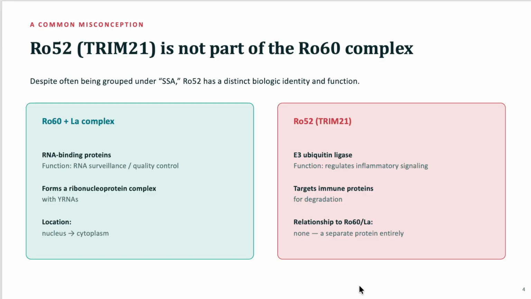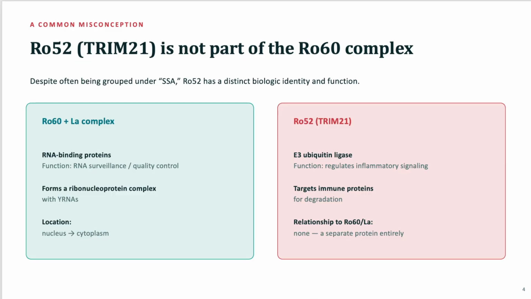All right. Now, what's Ro52? Is that the same as Ro60? No, it's not even part of it. So despite often being grouped under quote-unquote SSA, it's not even part of the Ro60 complex. Ro52 is also known as TRIM21. It's actually an E3 ubiquitin ligase. So that basically regulates inflammatory signaling by targeting immune proteins for degradation. It's completely different than Ro60, okay?